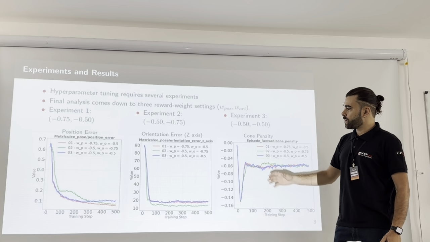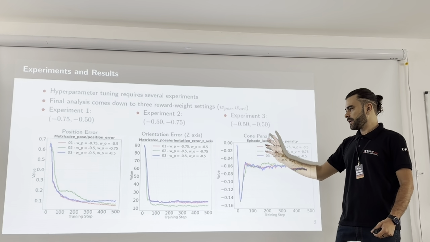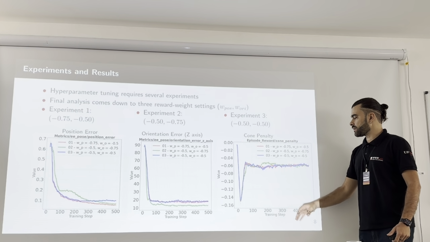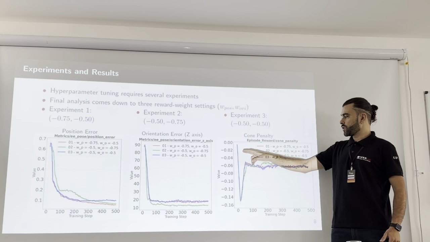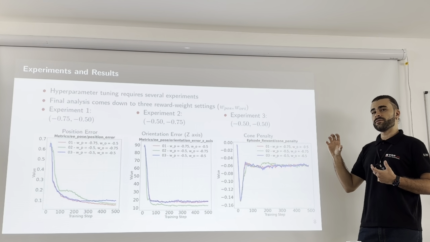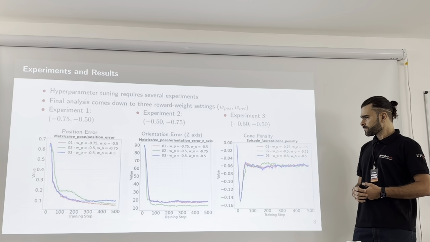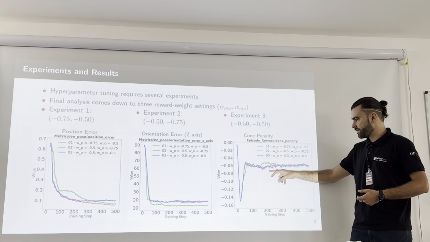And also, when there is a balance between the two, it usually stays in between the two results. So here for the cone penalty, in all cases, it was good enough to make the robot avoid the conical region, as we're going to see. They all have pretty much the same behavior.